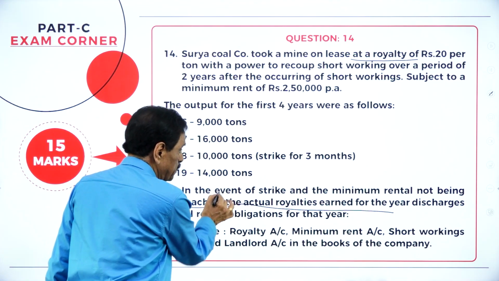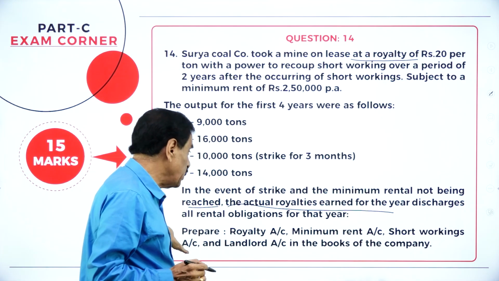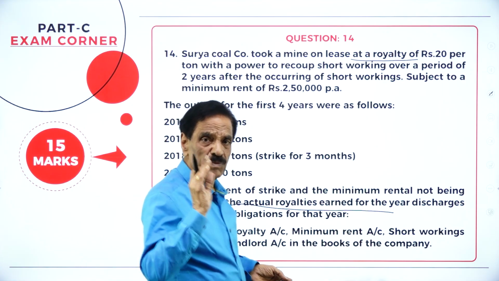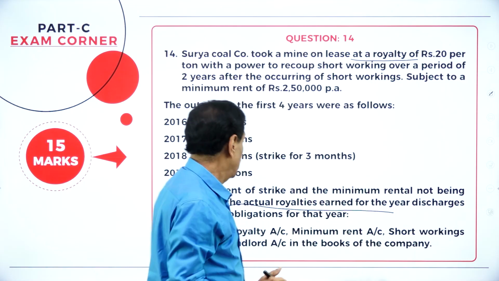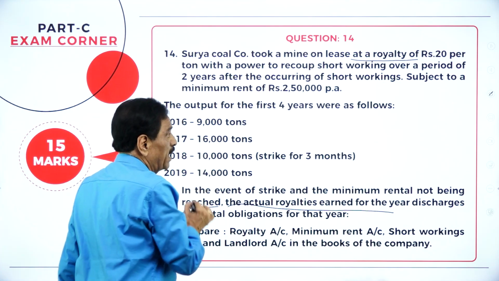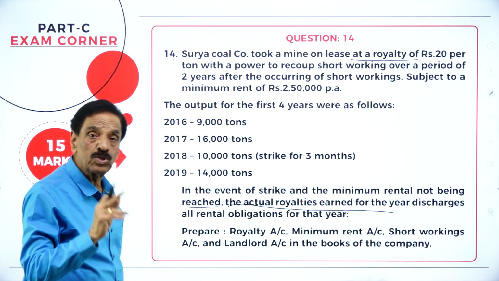Here, this one I will explain. In the event of strike and the minimum rent not being reached, whatever royalty comes, that itself is the minimum rent of that year. Here, 10,000 tons is there. Per ton how much is there? 20. 10,000 times 20 is 2 lakh.